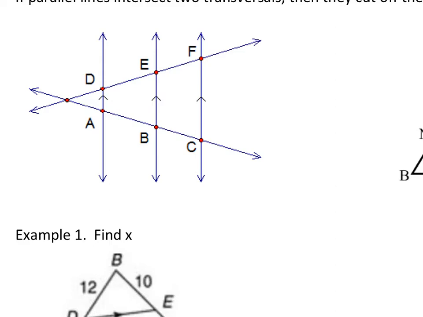proportional segments created. So basically I can make a statement that says segment DE compared to segment AB, that ratio, is equal to EF and BC ratio. So this side compared to that side is going to have the same proportion, same ratio as EF to BC. And we can make that proportion and solve it.